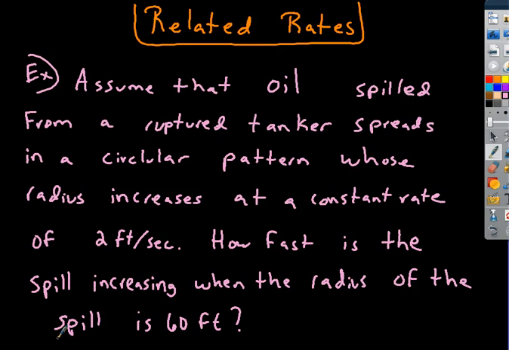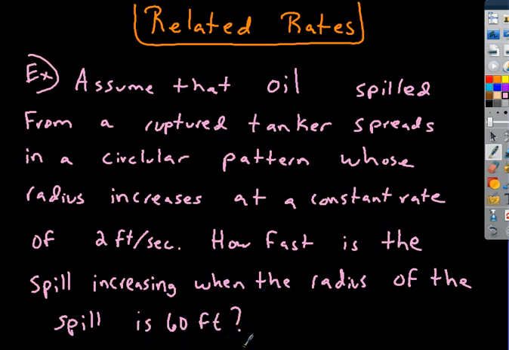So the first question we're dealing with right now is this one. You can pause the video and write this down if you want, because I'm going to erase the screen after I read the problem. The question is: assume that oil spilled from a ruptured tanker is spread in a circular pattern, whose radius increases at a constant rate of 2 feet per second. How fast is the spill increasing when the radius of the spill is 60 feet?